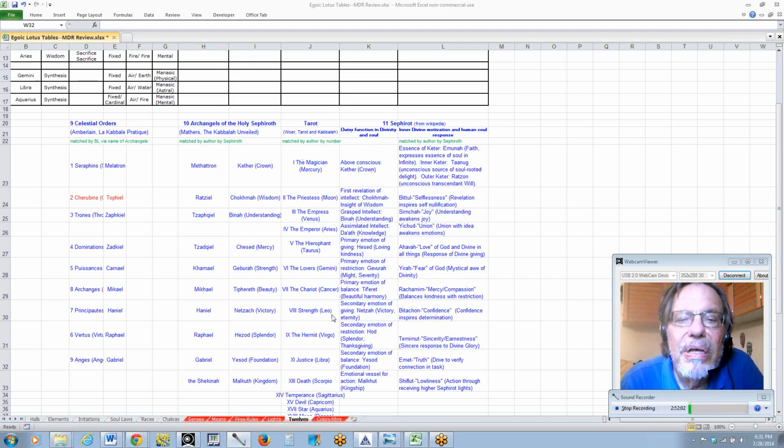The tarot cards are here, and this, I think, is actually done correctly. The Magician is Mercury, the Priestess Moon, Empress Venus. Maybe I did it myself. I don't know. Emperor, Aries, Hierophant, Taurus, Lovers, Gemini, definitely. Chariot, Cancer. Strength is Leo. The Hermit is Virgo. Justice is Libra. Death is Scorpio. Temperance, Sagittarius. Yes, I did this. Devil, Capricorn, Star, Aquarius. And somehow Pisces gets connected with the Moon.